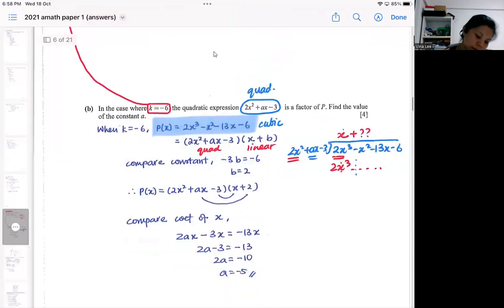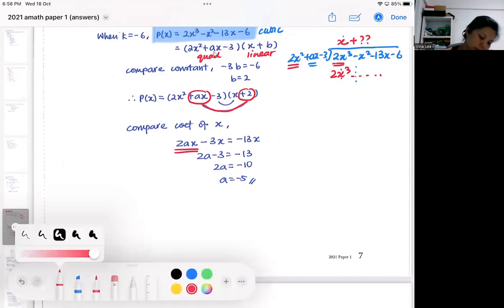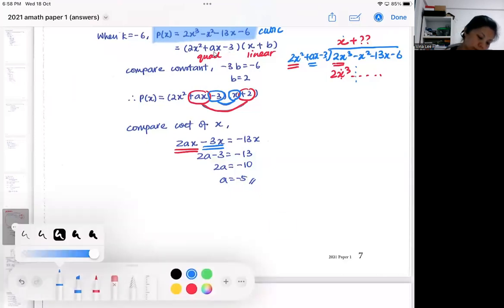Okay, this multiplied by 2. So ax multiplied by +2 will give me the 2ax. And a constant multiplied by x will give me the -3x. So where do I get the comparison? I will get it from here.